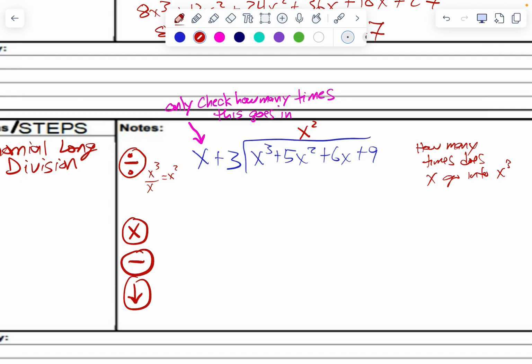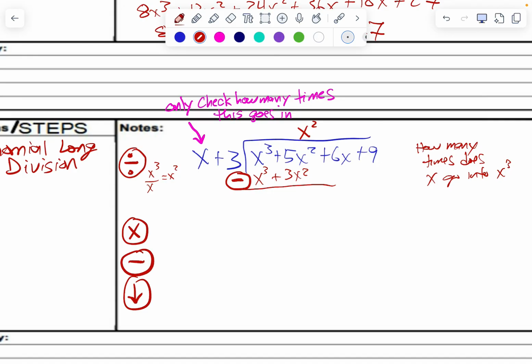Now we're multiplying. So x times x squared is our x cubed. Now we do 3 times x squared, and that's plus 3x squared underneath the same power term. That's the multiplication.